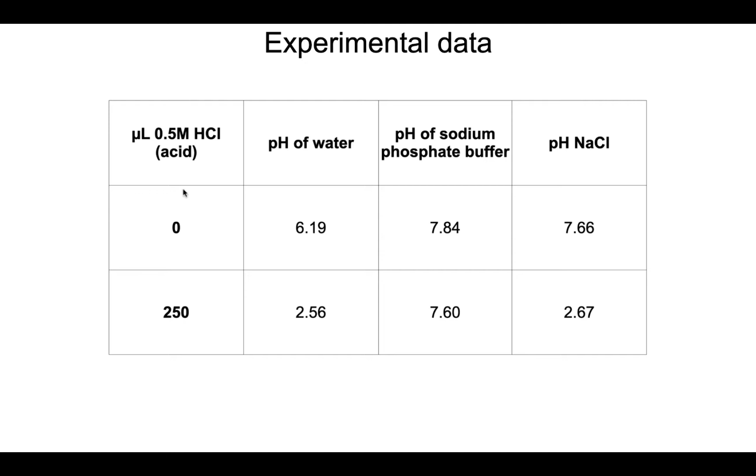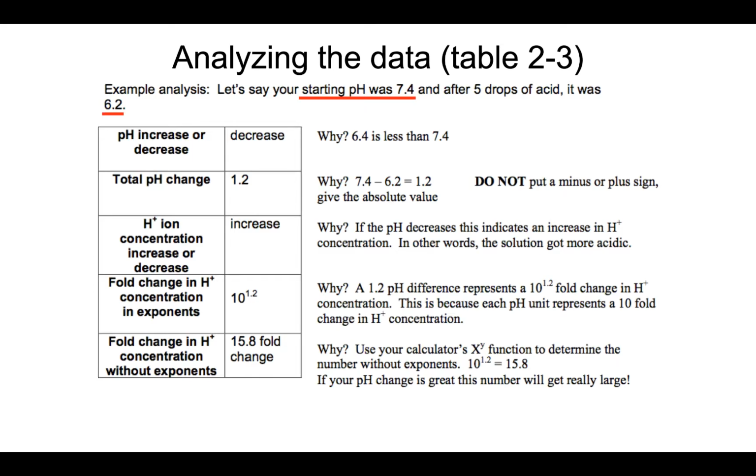Okay, so this will be an example of the data that you would get from this. For example, before you add any acid, here's the current pH of each of the three items: our non-buffer, our buffer control, and our sodium chloride, our experimental. And then this is what happens after you add 250 microliters of a strong acid. The pH has gone down, the pH has gone down, the pH has gone down. The question is, let's analyze that data. How much did the pH change? Because that's really the measurement we want to focus on.